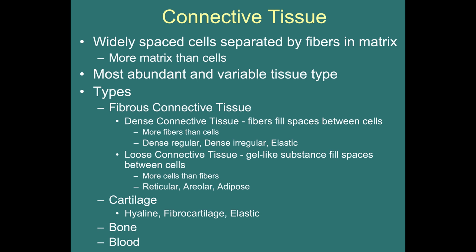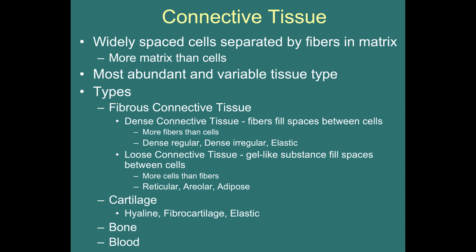So back to our brick wall. In order to identify epithelial versus connective, we say, is there more matrix than cells? If so, we're talking about connective tissue. Now, when we look at our fibrous connective tissue, we say, do we see more fibers than cells, or do we see more cells than fibers? So a slight nuance there.